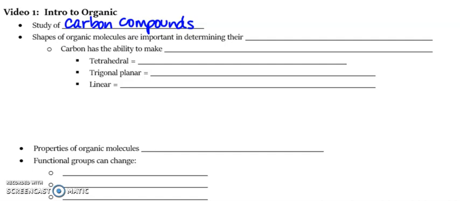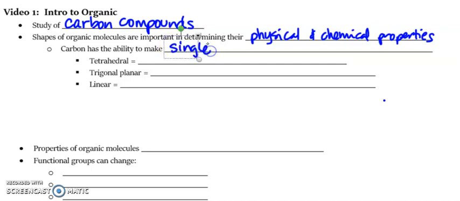You have to remember the shapes of organic molecules and how to draw molecules, because the shapes are really important to determining their physical and chemical properties. So first in this unit, we're going to overview how to draw them and how to name them, looking at their structures. And then that's going to lead into the second part, which is going to be about the reactions.